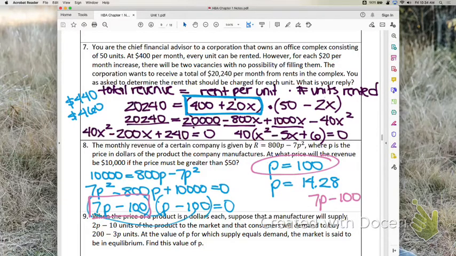Okay. This one, I'm just going to show you what it means, and then you'll tell me it's the easiest problem on the homework. They tell me it's this many units for supply and this many units for demand. Now read this sentence carefully. At the value of P for which supply equals demand. What are they telling me to do? Set them equal to each other and solve. That is it.